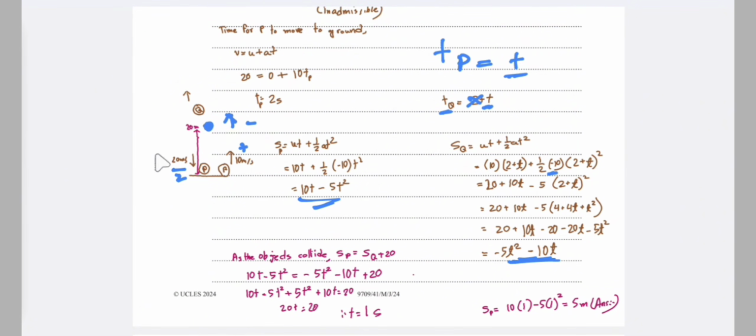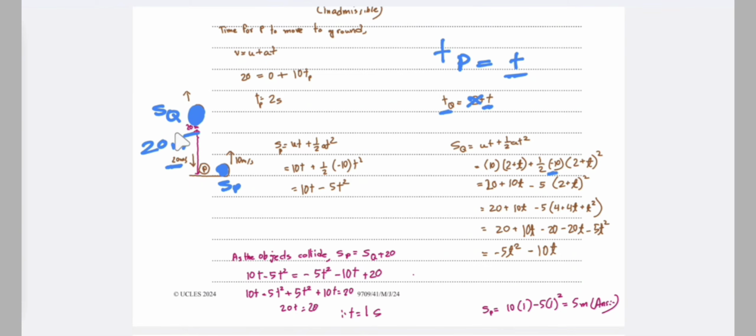So distance P and distance Q. Now, we can see that as the objects collide, SP is equal to SQ plus 20. Why is SP equal to SQ plus 20? Because initially P is at the ground, while Q is 20 meter above the ground. So P has to travel this 20 meter plus the distance traveled by Q, that is SQ. So SP is equal to SQ plus 20 meter.